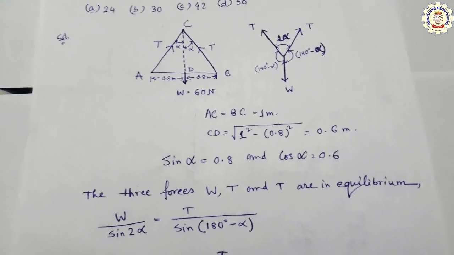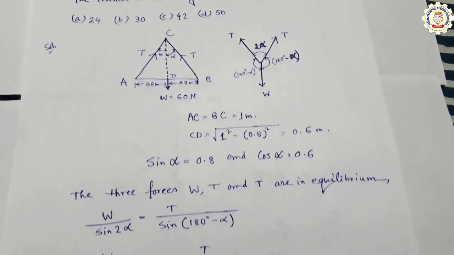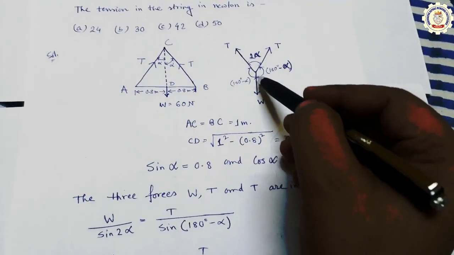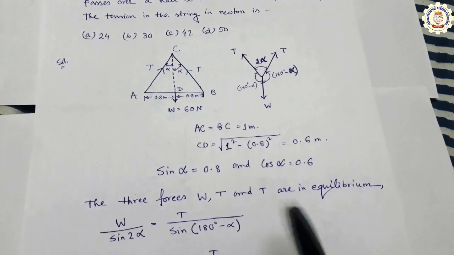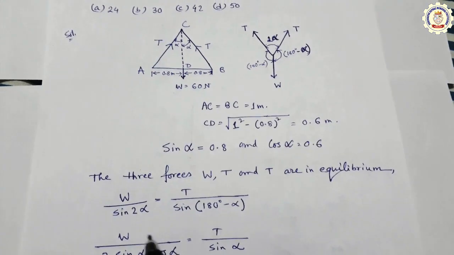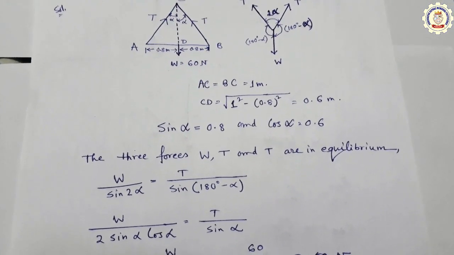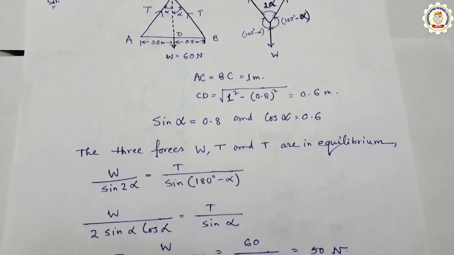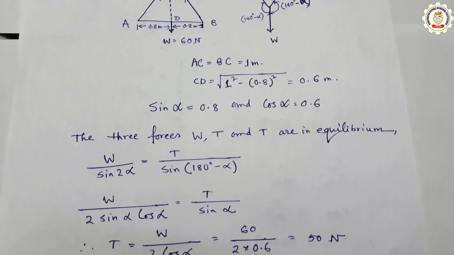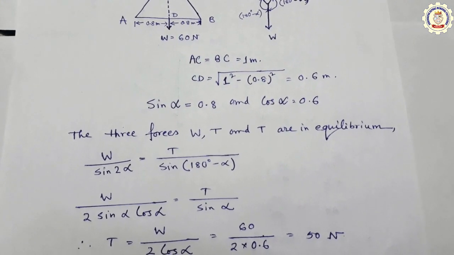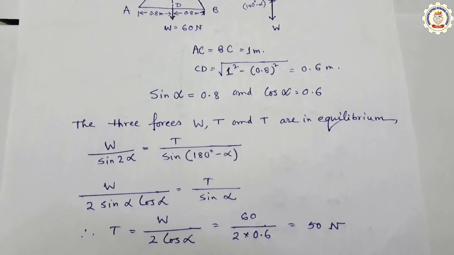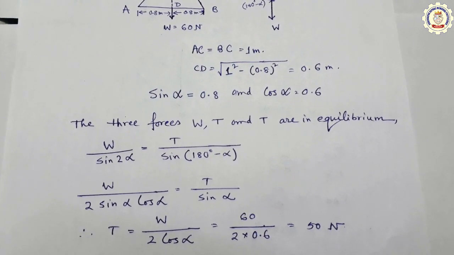Okay, so let's focus on the problem. The three forces W, T and T are in equilibrium. This is W, this is T, this is another T. From this free body diagram, we can write that W sine 2 alpha equal to T sine (180 degree minus alpha). The formula of sine 2 alpha equal to 2 sine alpha cos alpha, and sine (180 degree minus alpha) equal to sine alpha. So W times 2 sine alpha cos alpha equal to T sine alpha.